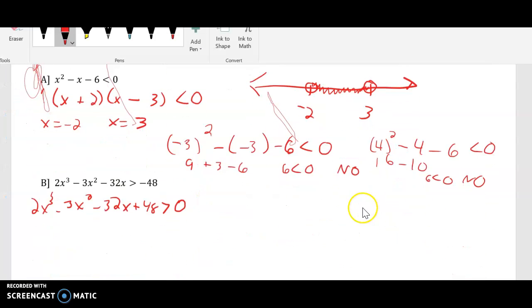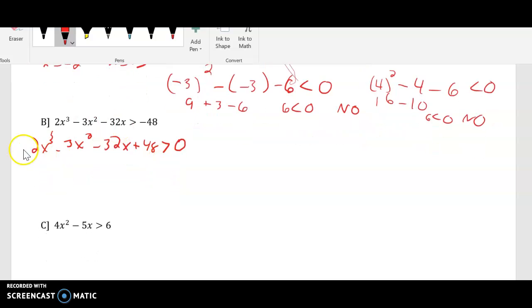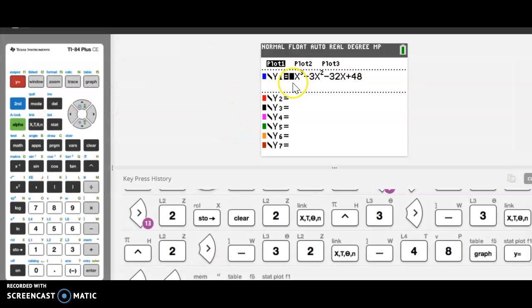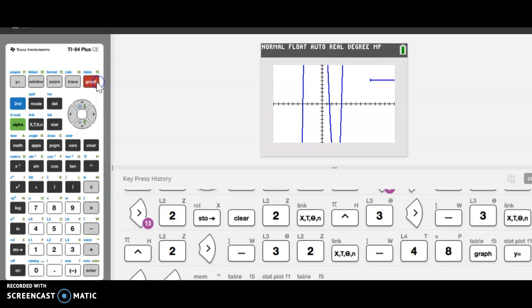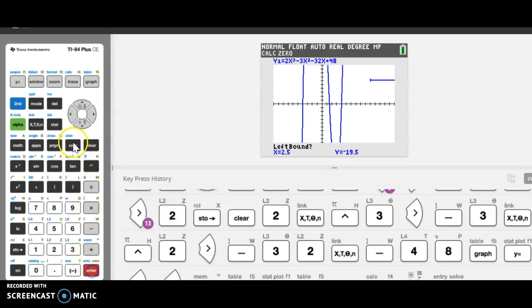So now we're going to try letter B. First step, you need to bring the -48 over. So you add 48 to both sides. Now we could solve this by factoring by grouping, but we're going to use a calculator. So I go to my calculator, I type it in, 2x cubed minus 3x squared minus 32x, and then plus 48 since you brought it over. And then you're going to graph it. So it looks like it crosses here, here, and here. It looks like we have 3 zeros, which we should since it's x cubed. So let's verify what those zeros are.